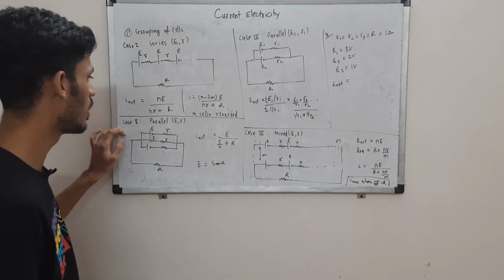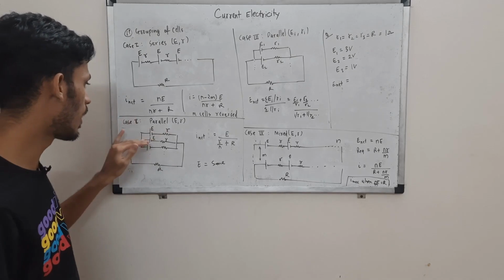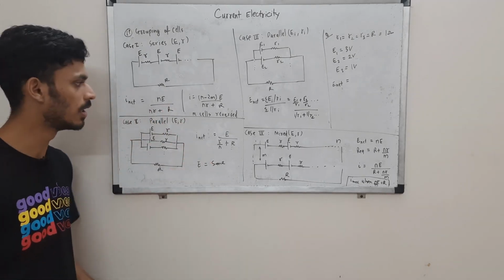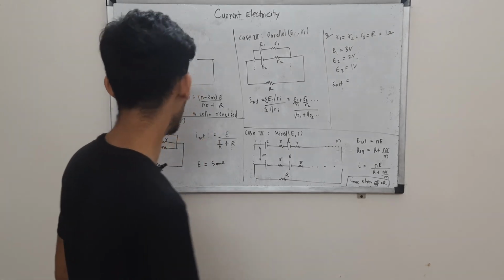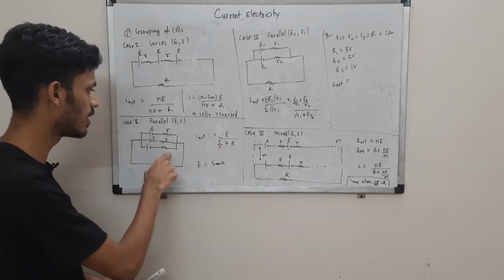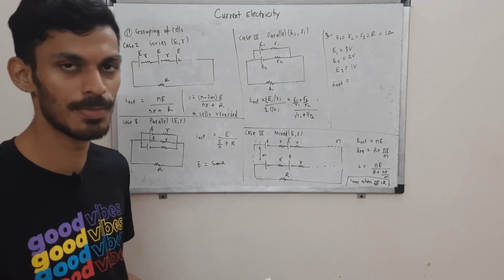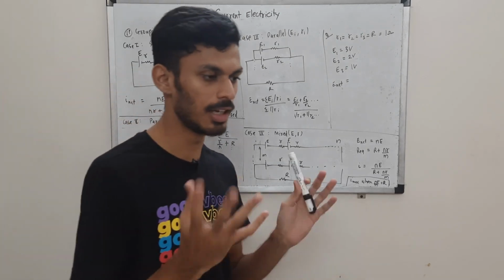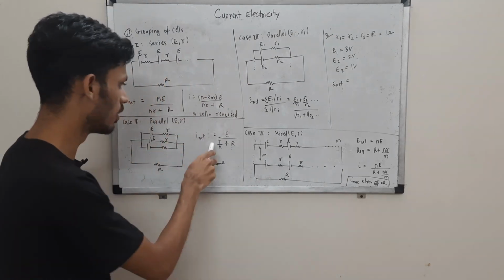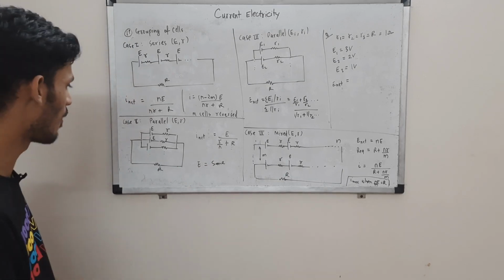Now coming to parallel, where the same cells are grouped in parallel. So we have E, r, all of them are in parallel, and the net current over here will be E by the net resistance, right? These r resistances are in parallel, right? So N equal resistances r in parallel become r by N. So here the net resistance is r by N plus this external one. So this was also simple, you don't have to derive it.